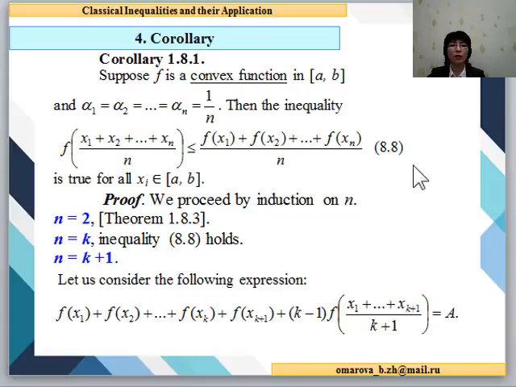To prove this inequality, we use the mathematical induction method. Firstly, if n equals 2, then inequality 8.8 coincides with the condition of theorem 3. Assume for n equal to k inequality 8.8 holds, and let's prove that it holds for n equal to k plus 1. Let's consider the following expression. We denote this expression by the letter A.